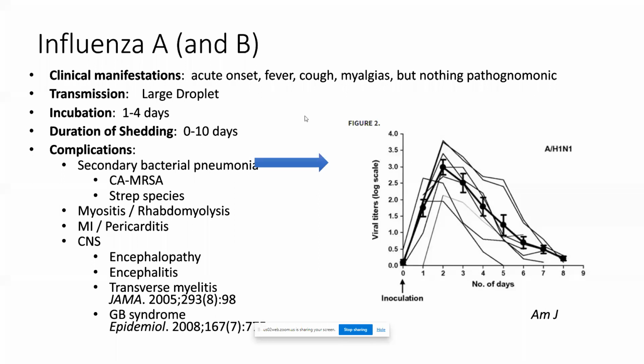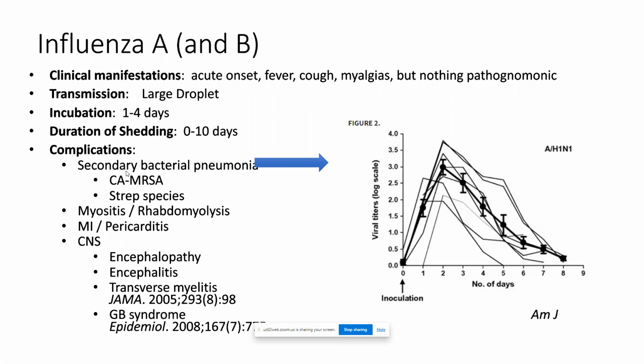Shedding for 0 to 10 days. You can see here, this is a nice graph of when you get inoculated, when you're at your highest titers, and how long it takes until you're probably no longer super infectious. The key things that show up on board examinations aren't this. It's what are the complications?